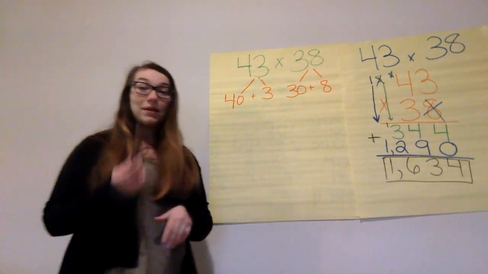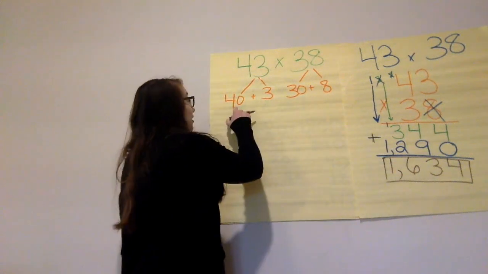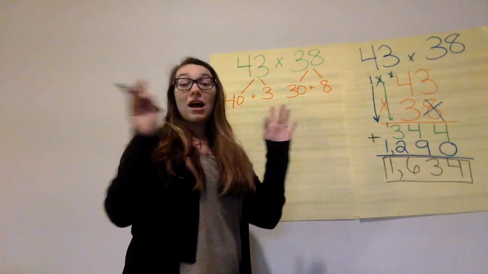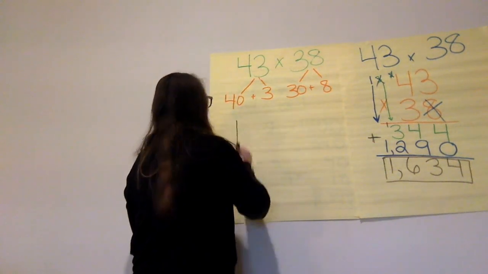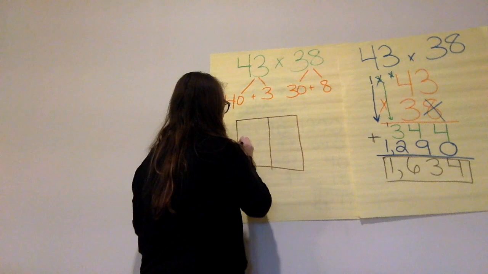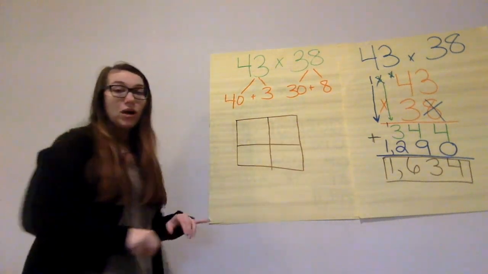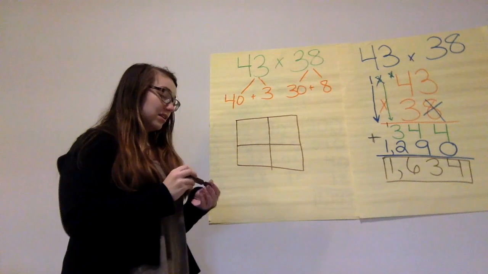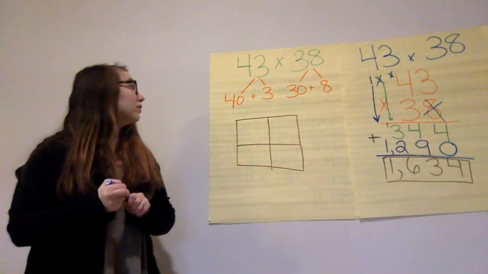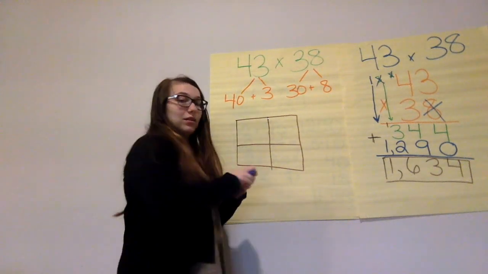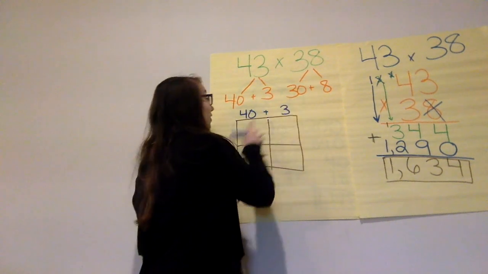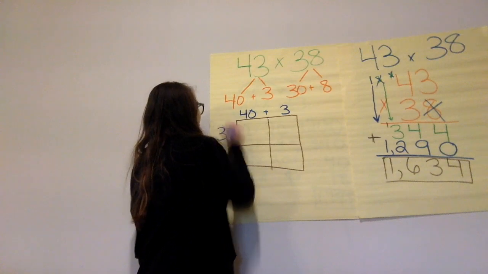All right, our next step is to draw our area model. So we have 1, 2, 3, 4 decomposed numbers, which means my box needs to have 4 sections. All right, 1, 2, 3, 4. Doing good so far. Next, I'm going to take my decomposed numbers and put them into my area model. So I have 40 plus 3. Put that one right up here. And then I have 30 plus 8. We'll do that off to the side.